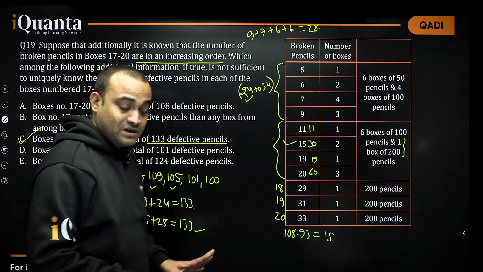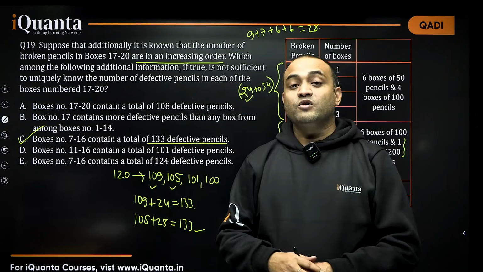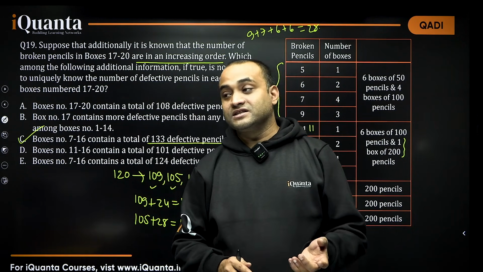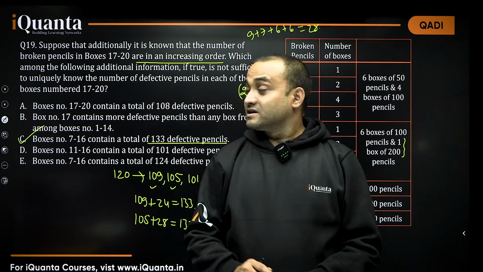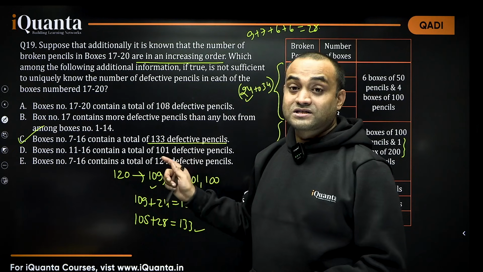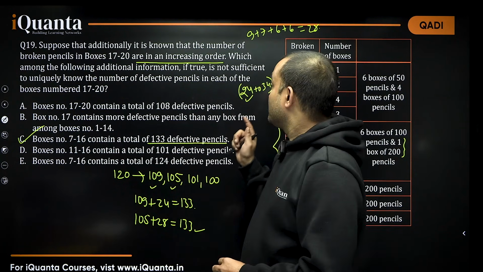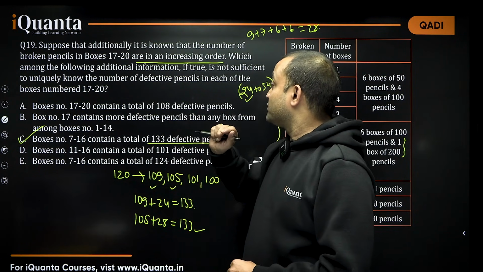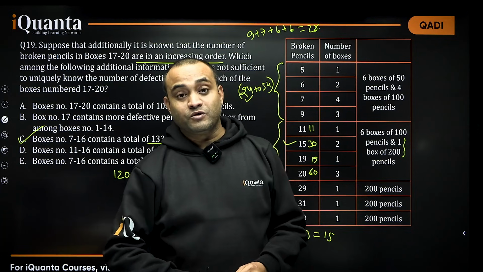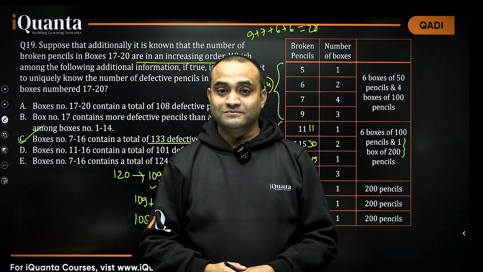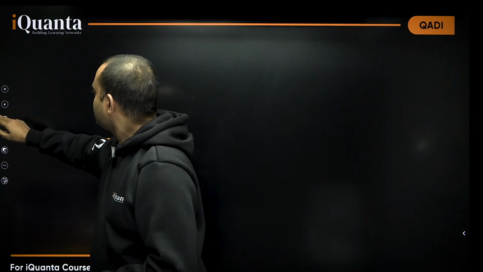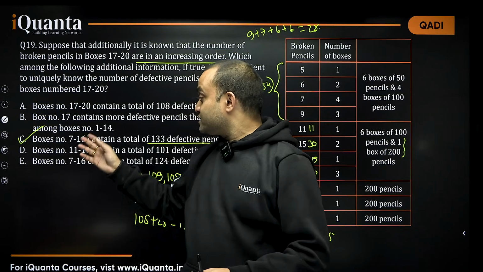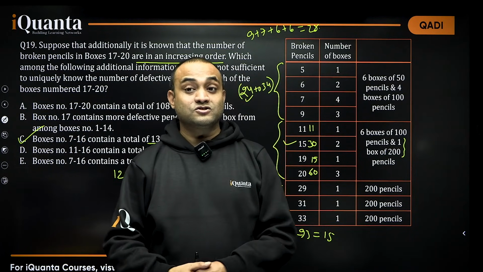It's possible that boxes 7 to 16 have 133 pencils in total, but it is not sufficient to find the number of defective pencils in each of the boxes numbered from 17 to 20. Okay, and that's it. We don't need to check further because it has already taken so much of our time.